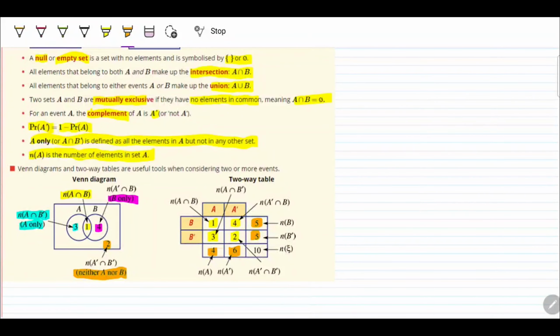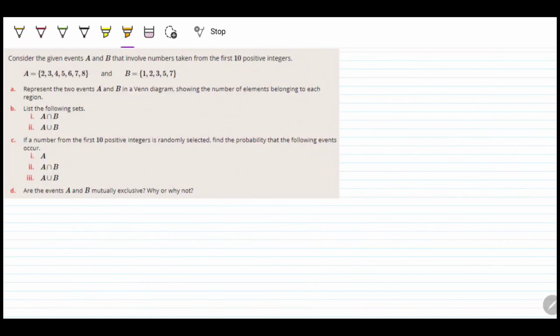Okay, let's try some of these examples ourselves. First one, consider the given elements A and B that involve numbers taken from the first 10 positive integers. In the set of A, we've got 2, 3, 4, 5, 6, 7, 8, and in the set of B, we've got 1, 2, 3, 4, 5, 7. Represent the two events A and B in a Venn diagram showing the number of elements belonging to each region.